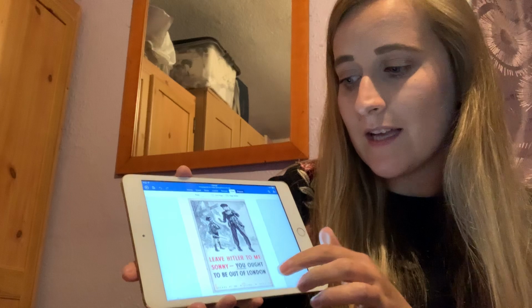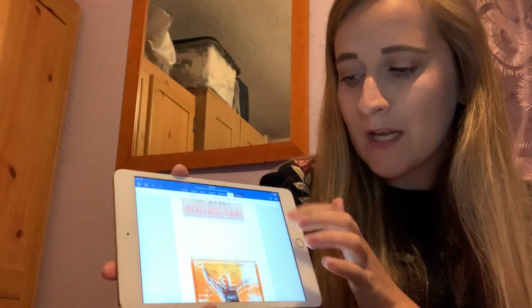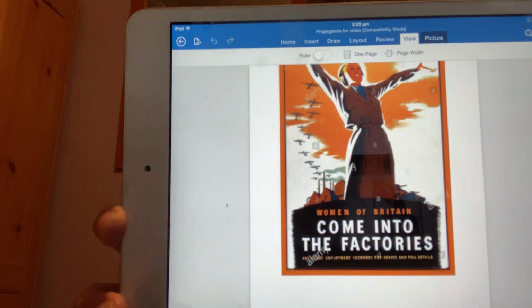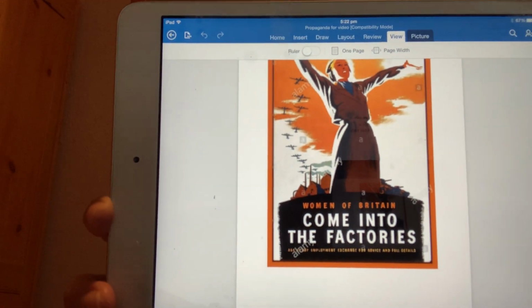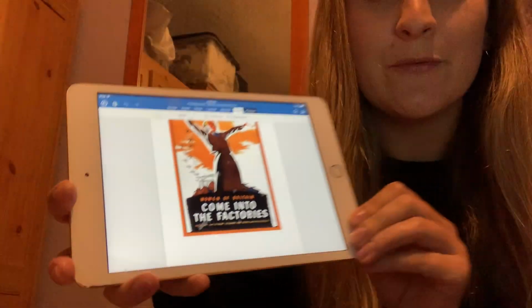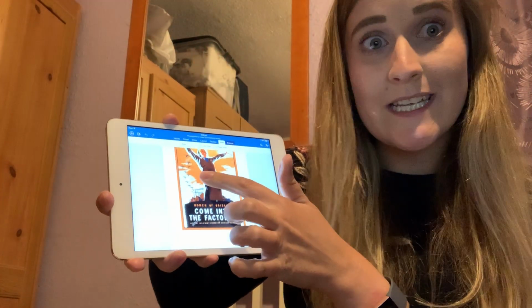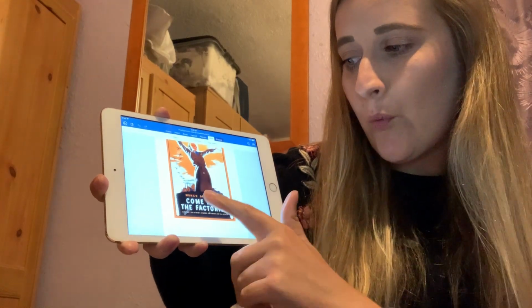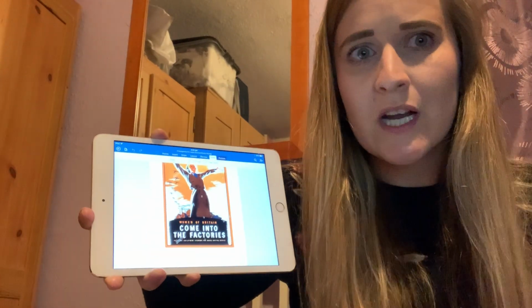Now, if we have a look at a different one, so in your pack you have also got this one. So I'll just bring it a little bit closer so you can see what I'm talking about. Now this one we've got a woman who stood in the middle, and in the background we can see some aeroplanes, and the caption this time says, "Women of Britain, come into the factories."